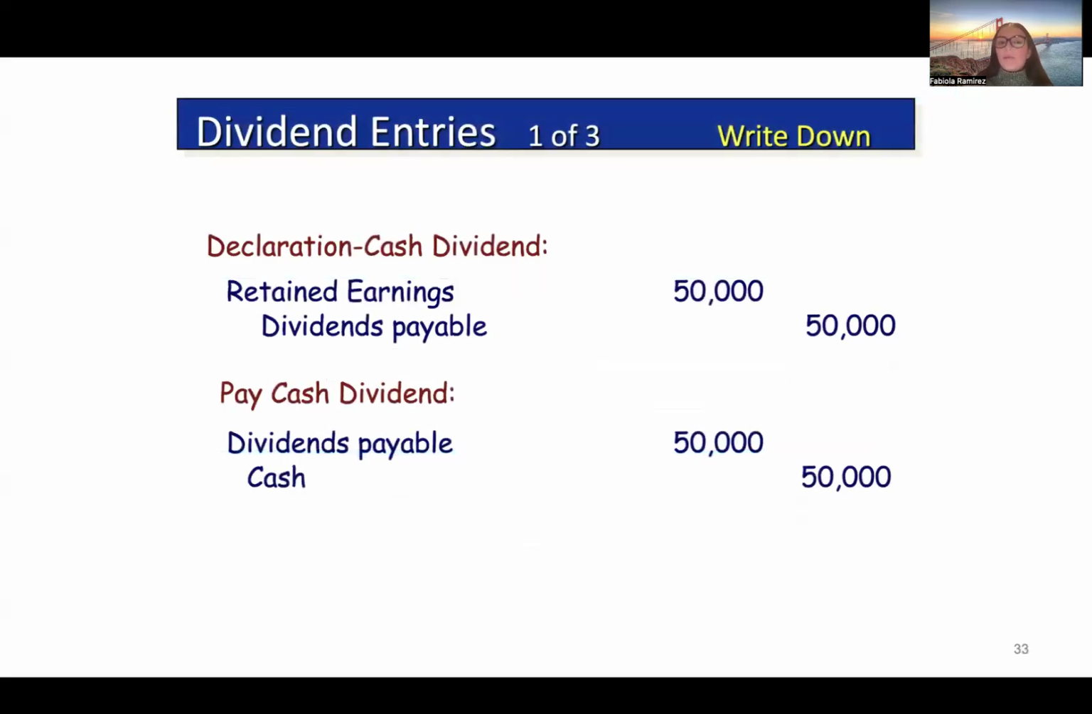Now we will go over cash dividends. This is the fun stuff. This is when a corporation distributes its net income to shareholders. Now, there are two journal entries that we need to record when a corporation declares and distributes dividends.